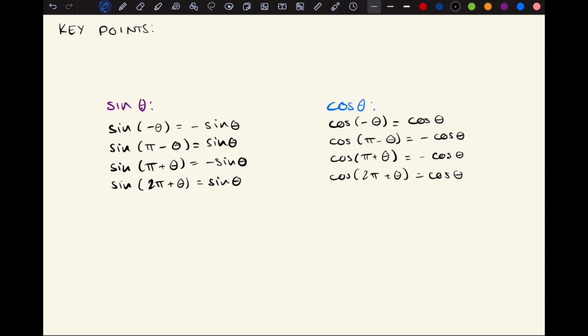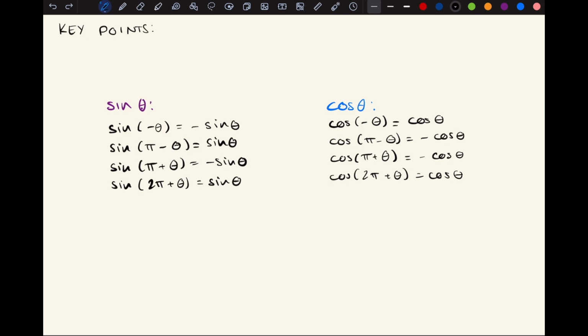Sine of negative theta is equal to negative sine of theta. Sine of pi minus theta is equal to sine of theta. Sine of pi plus theta is equal to negative sine of theta. Again, we're here in the third quadrant. And sine of 2 pi plus theta is equal to sine of theta. We're doing a full rotation.